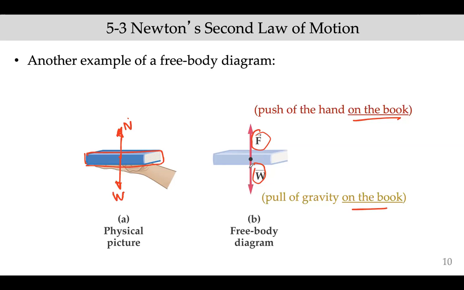And for a free body diagram, you don't have to really draw the book. You can do it like this. Just put a point and show all the forces on that point. So this is the normal force. You can show it as N, and this is the weight.